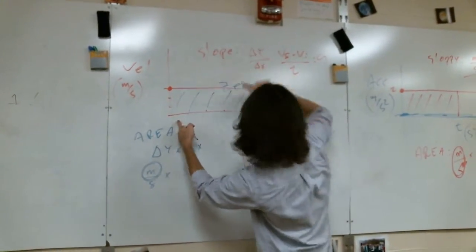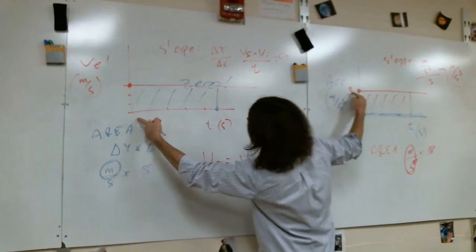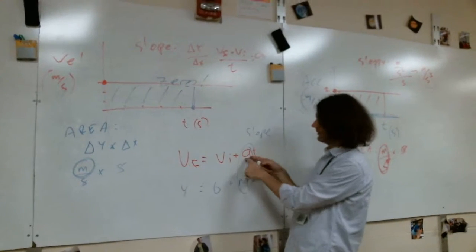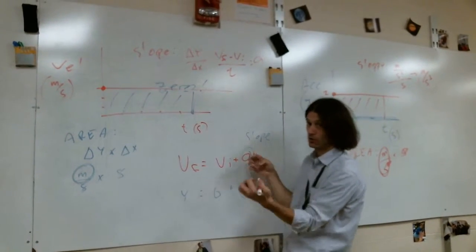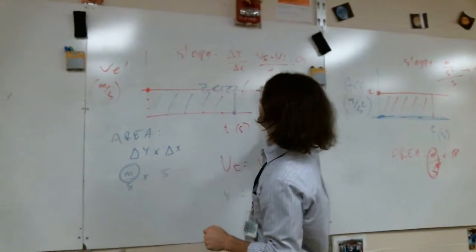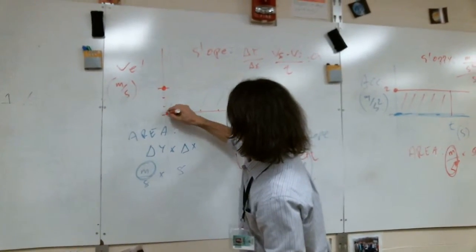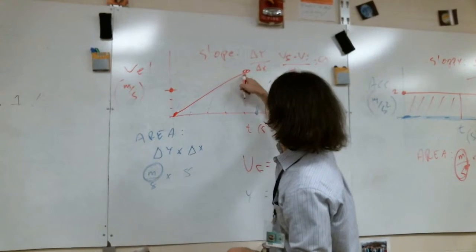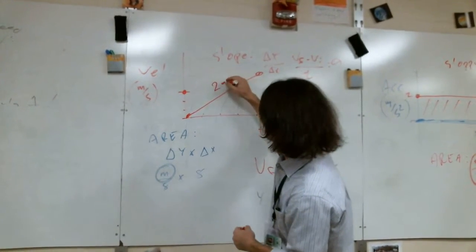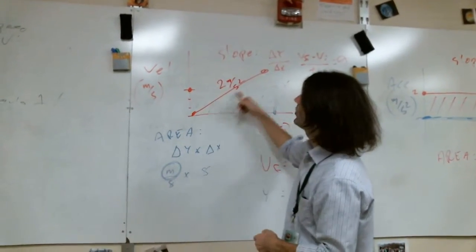Your velocity is changing. And if you have an acceleration of 2, then you already know what the slope of that line would be. It's a slope of 2. So what you would end up with is a line that looks like that, where the slope is 2 meters per second squared. That would be the slope of this line.